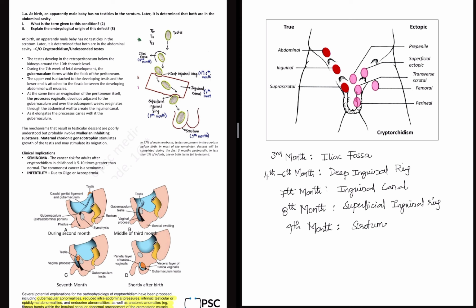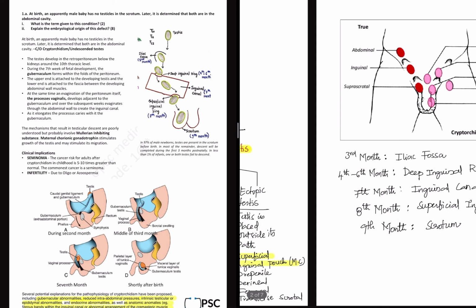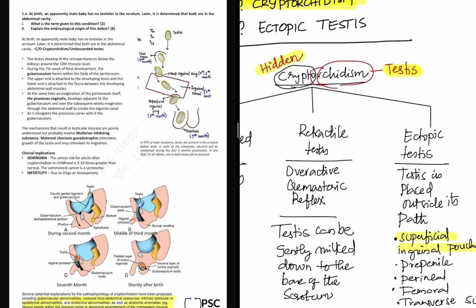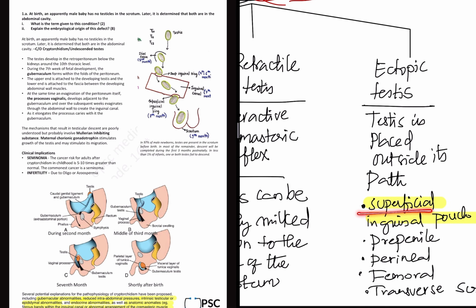Ectopic site means it can be prepenile, near the penis. It can be in the inguinal, that is superficial ectopic inguinal, and also it can be in the transverse scrotal region, it can be in the femoral region, it can be in the perineal region. All these entities are ectopic testis. Ectopic testis is testis which is placed outside its normal path, and the most common location for ectopic testis is the superficial inguinal pouch. The others, as I already described, are prepenile, perineal, femoral and transverse scrotal.